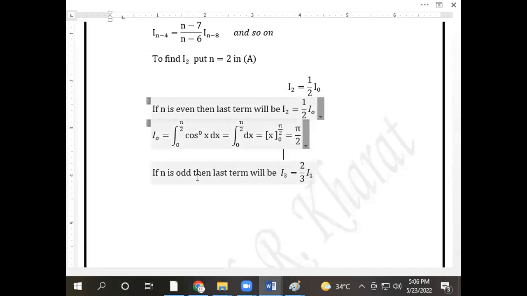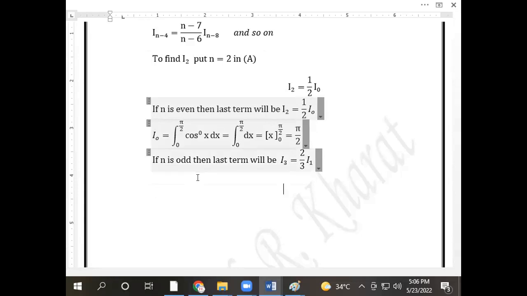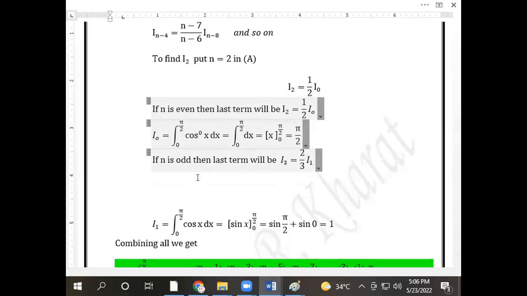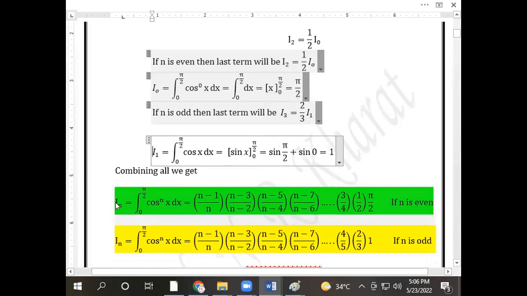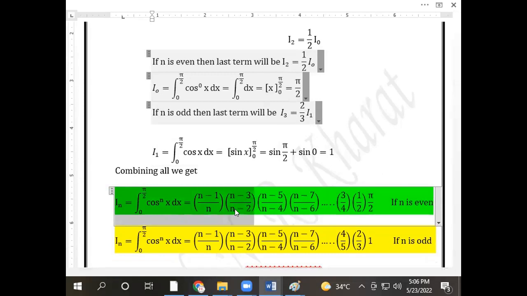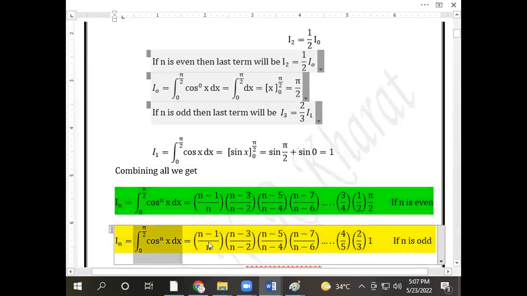If n is odd, I get I1. To find the value of I1, replace n is equal to 1. Combining this result, we get I_n is equal to integration 0 to pi by 2 cos raised to n of x dx, n minus 1 upon n, n minus 3 upon n minus 2, n minus 5 upon n minus 4, up to 3 by 4, 1 by 2, pi by 2, if n is even. For odd, it is again up to 4 upon 5, 2 upon 3, up to 1.